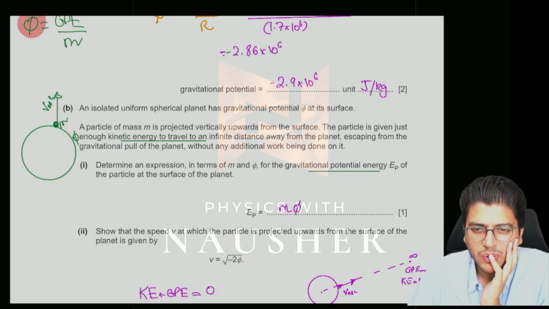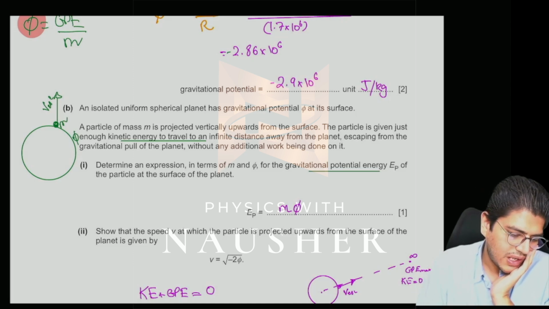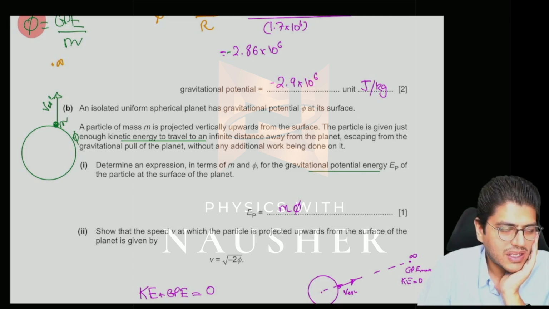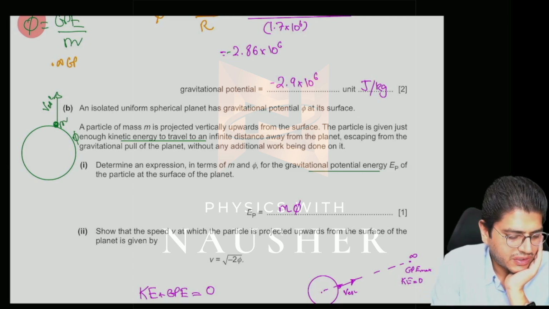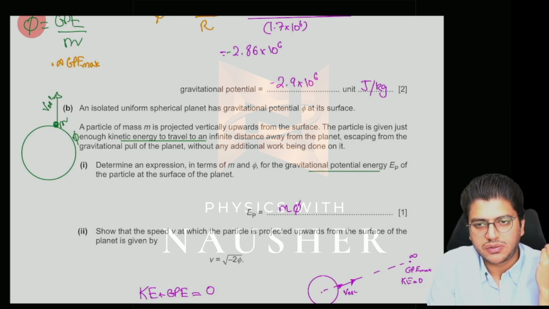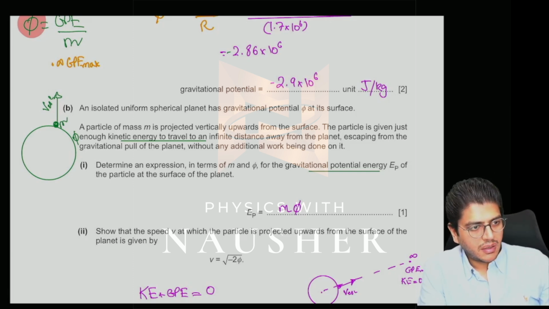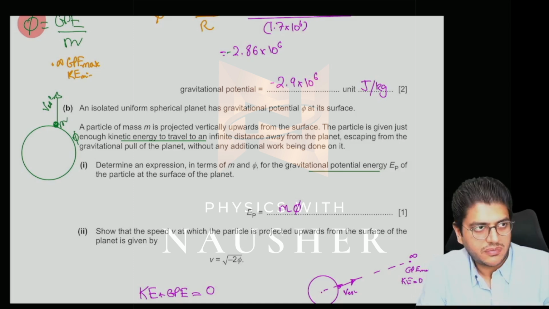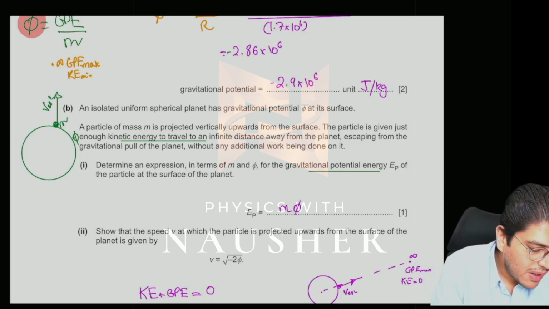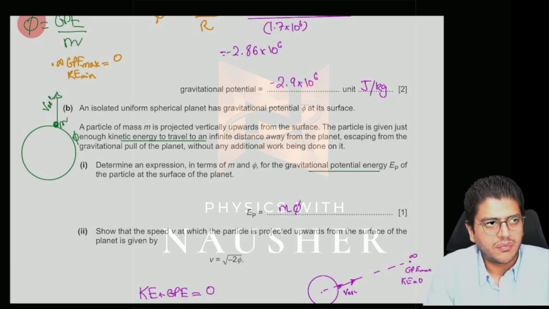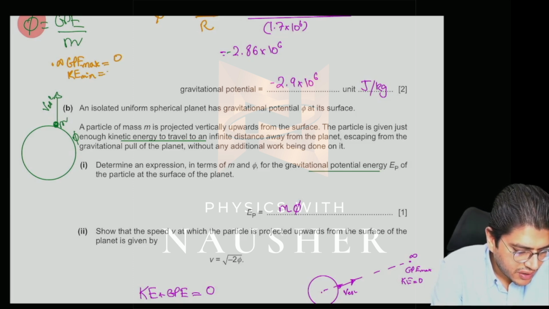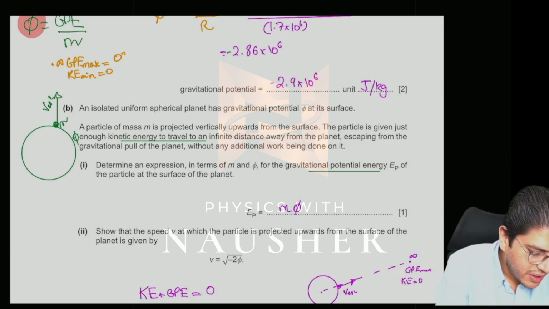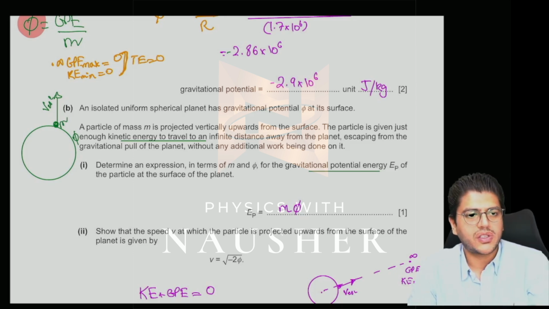Now, just remember one thing: when this mass escapes and reaches infinity, its gravitational potential energy will be maximum, correct? Because height will be maximum. And your kinetic energy has to be minimum. Makes sense? What is your maximum gravitational potential energy? That's 0. And what's the least kinetic energy? That also has to be 0. So that means that when you hit infinity, your total energy has to be 0.